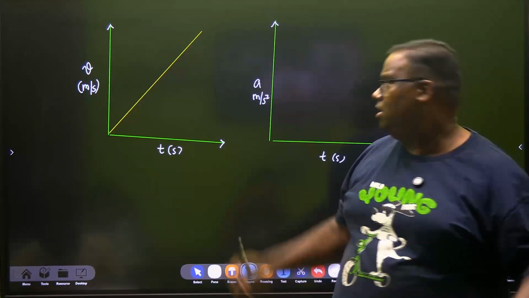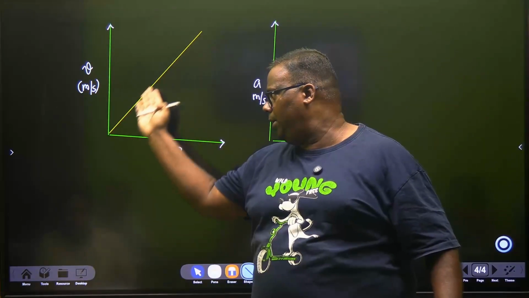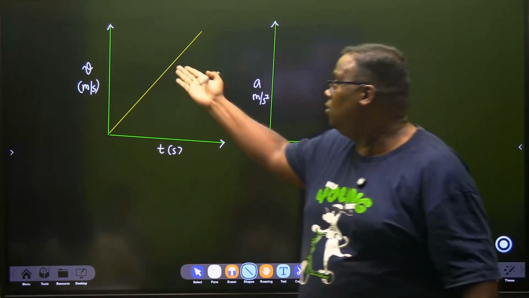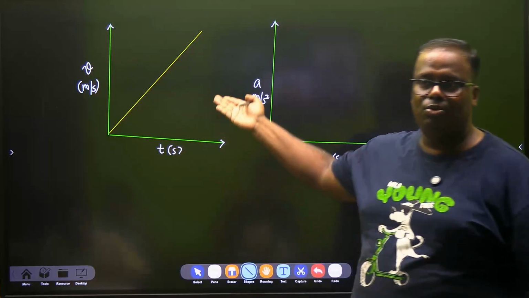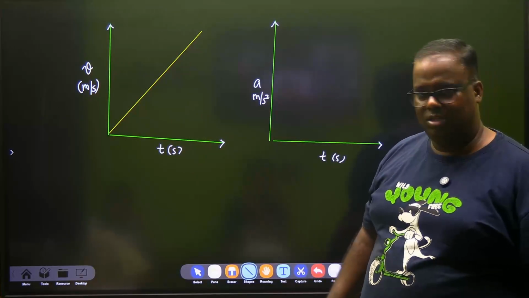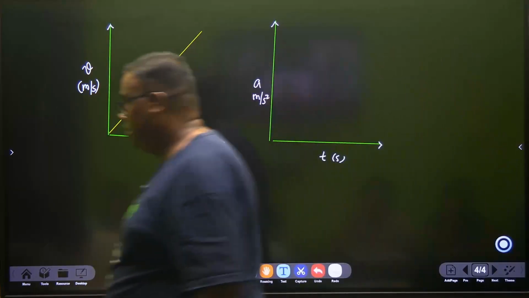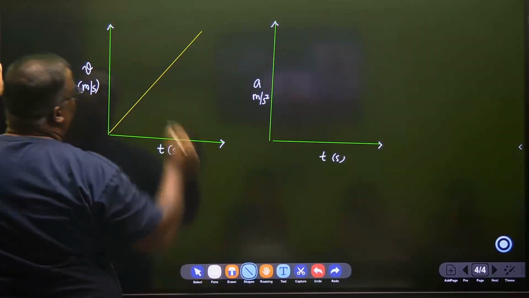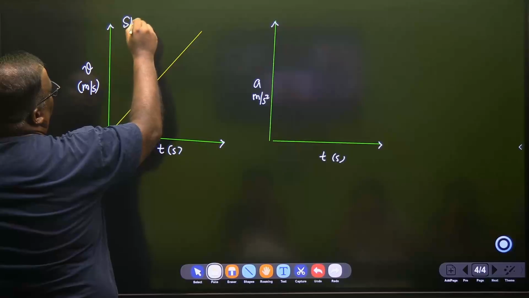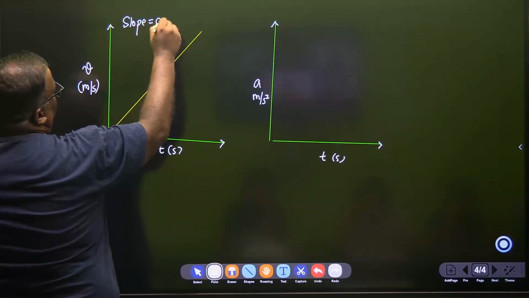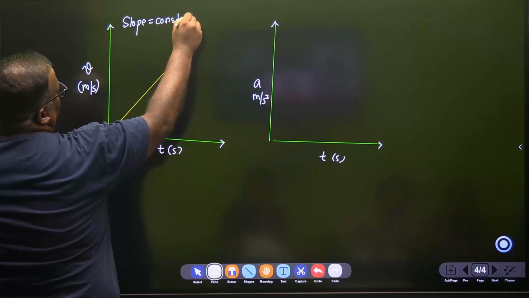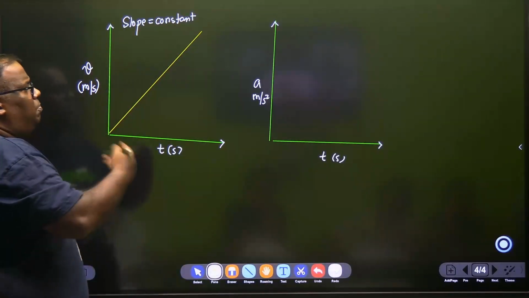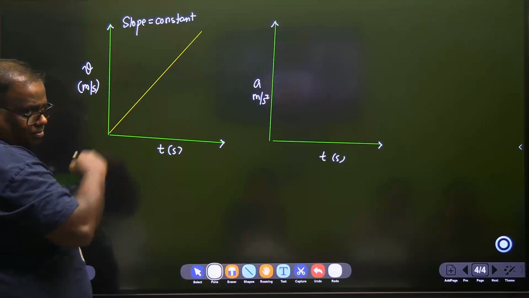Don't believe it? Put Rishika out here. Constant. Draw some parallel to x-axis and look at the angles. Same. Right? So I can write here something which is like this. Children, disagree if you want. Slope here is constant. Yes or no? Slope is constant. What is being represented by slope in this graph?